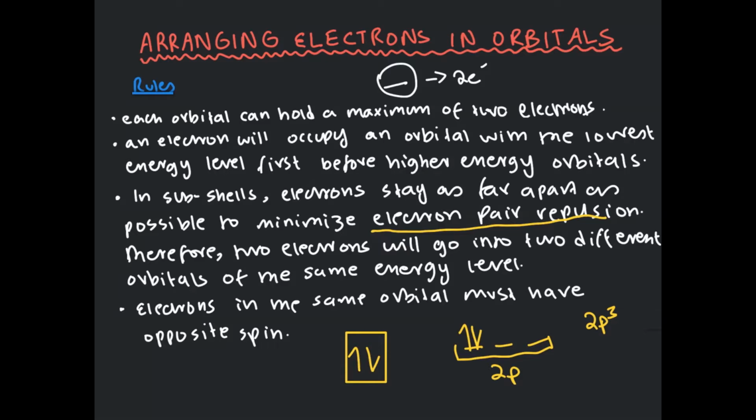So because of that, what's going to happen is they're going to go to one orbital, then the next, and then the next. And the main purpose of this is to minimize electron pair repulsion.